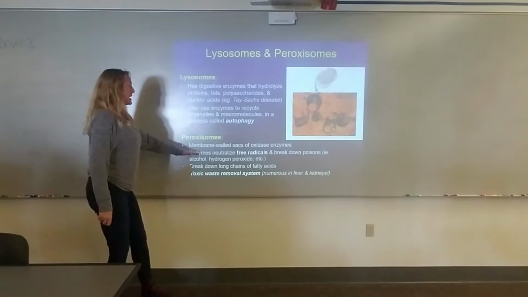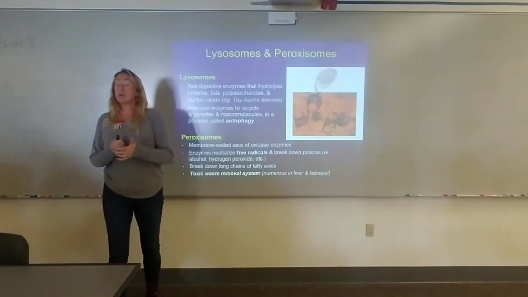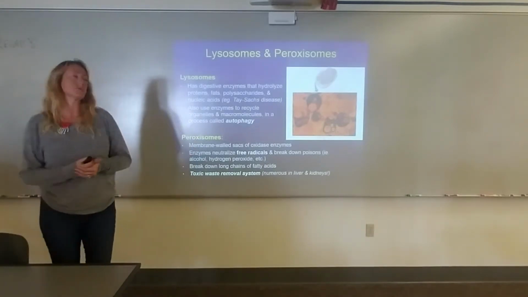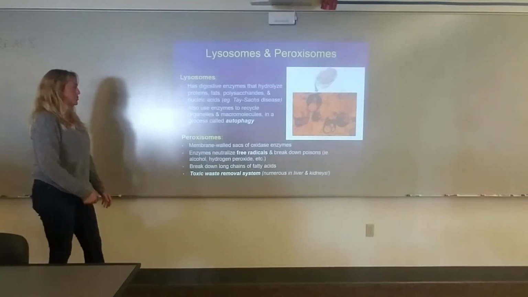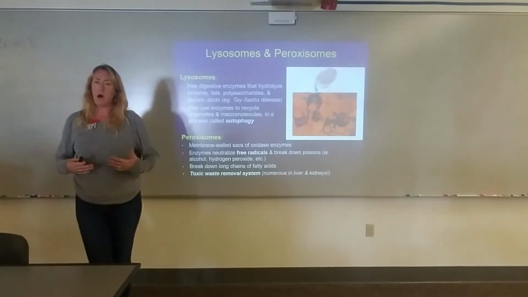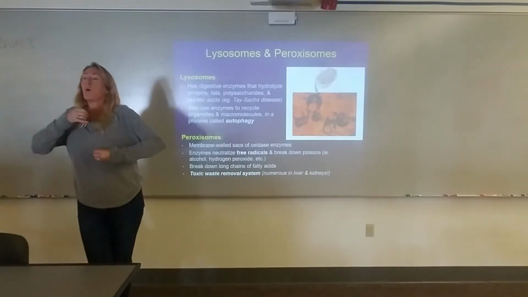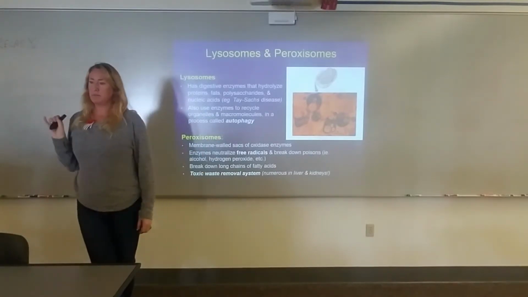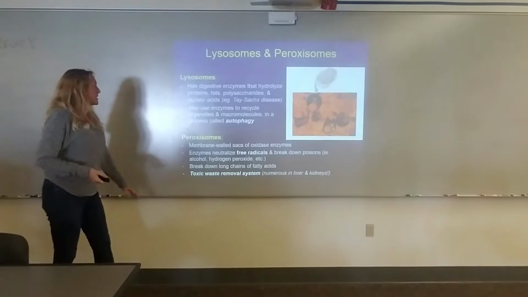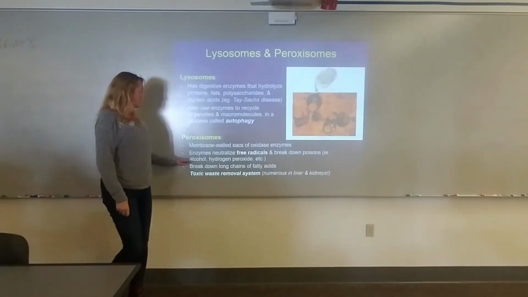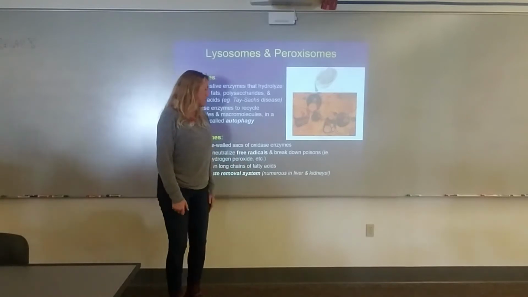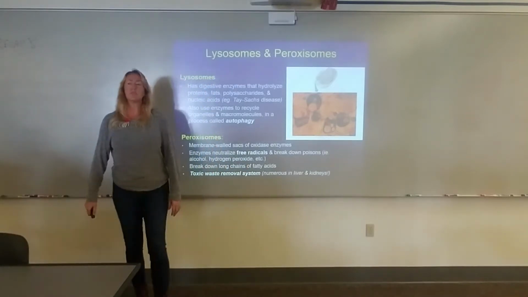So the enzymes in the peroxisomes help to cut down and get rid of those free radicals. Okay, so they're good. They also break down poisons like alcohol and hydrogen peroxide, those things that are either taken in or products of metabolic oxygen pathways. Okay? And they break down long chains of fatty acids as well. So I would say the peroxisomes are like the toxic waste removal system. They're really numerous in the liver and the kidneys.